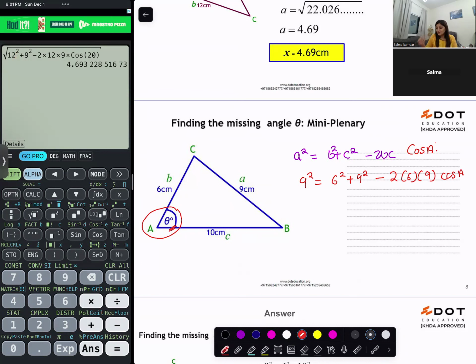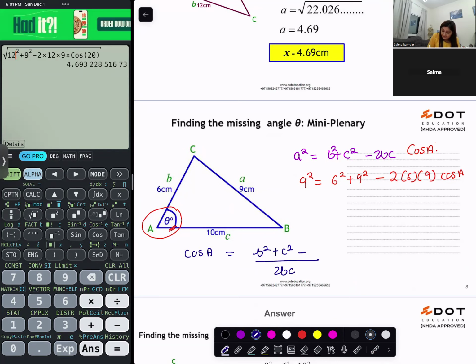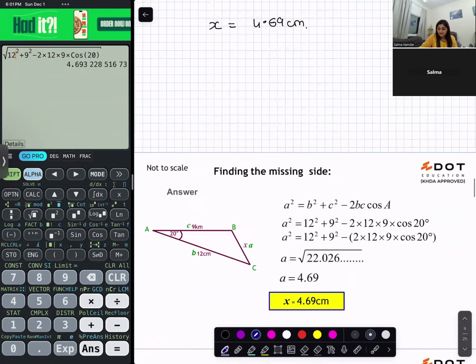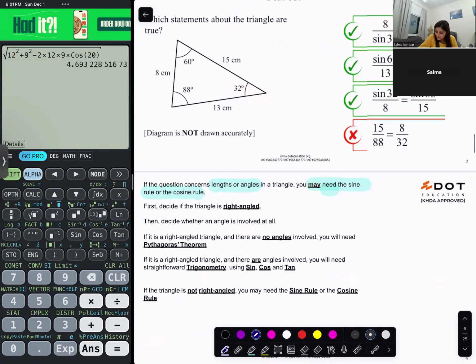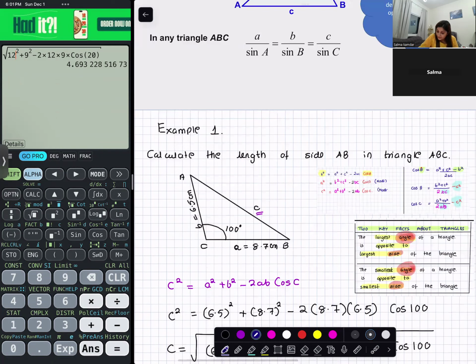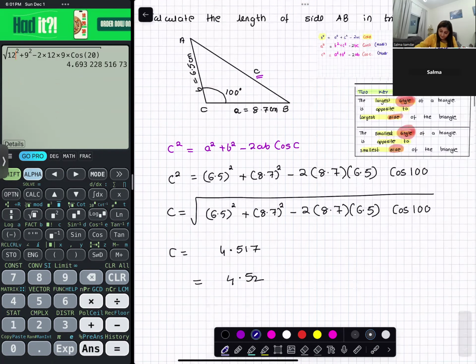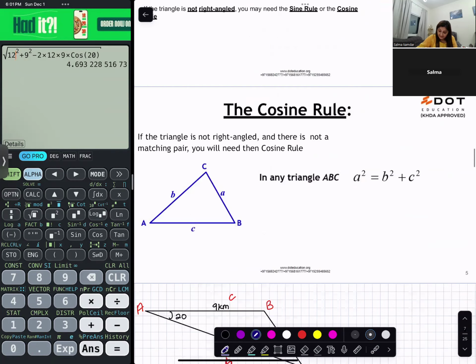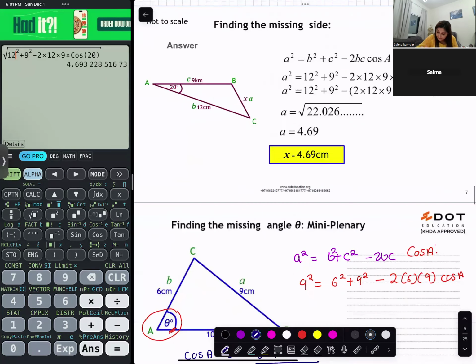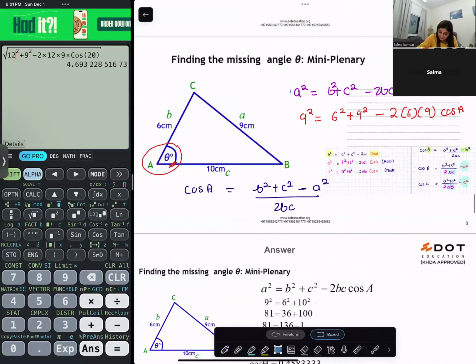Instead of this, I can use my formula directly to find cos A. My cos A, or my cos theta, formula is equal to B square plus C square minus A square, divided by 2BC. This is what I have taught you right in the beginning, that when you have to find the angle, you will use this formula. So since I had to find the angle, I am going to use this formula. I'm pasting it over here for your reference.